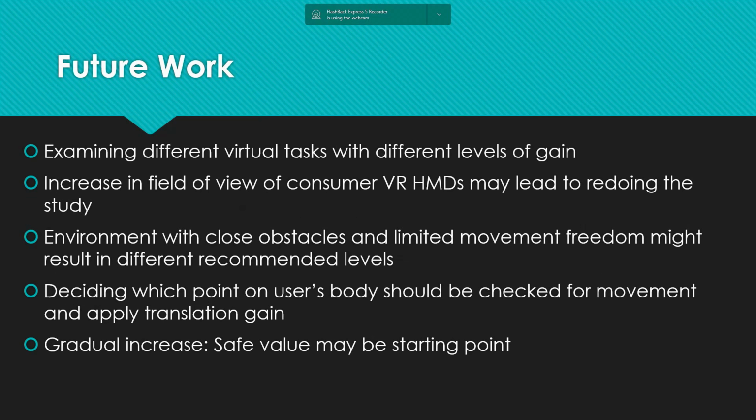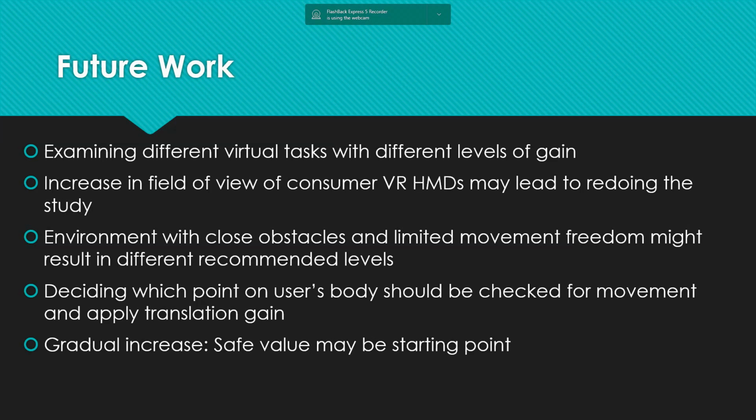For future work, they want to examine different tasks with different gains, since the task was pretty similar, but if they had to interact more or less, then it might vary, or depending on different tasks, like carrying or maybe drawing. An increase in the field of view of consumer VR may change this. For example, a headset with a 180-degree field of view might be better in some sense. A virtual environment with closed obstacles and limited movement freedom might result in different recommended levels.